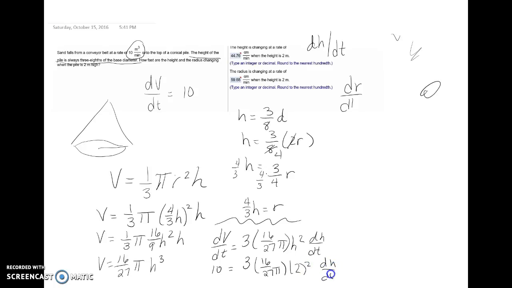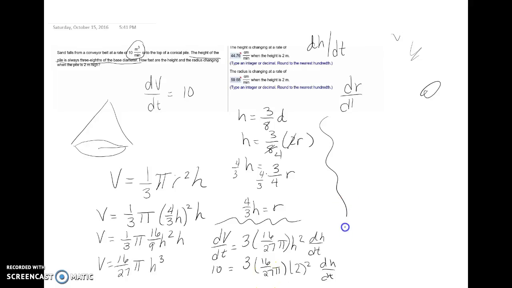Now, I don't have a calculator with me right now, so I'll let you solve for dh/dt from there, but it would just be dividing both sides by 3 times 16/27 times pi times 4. So just note that pi is not under the fraction, it's on the outside.